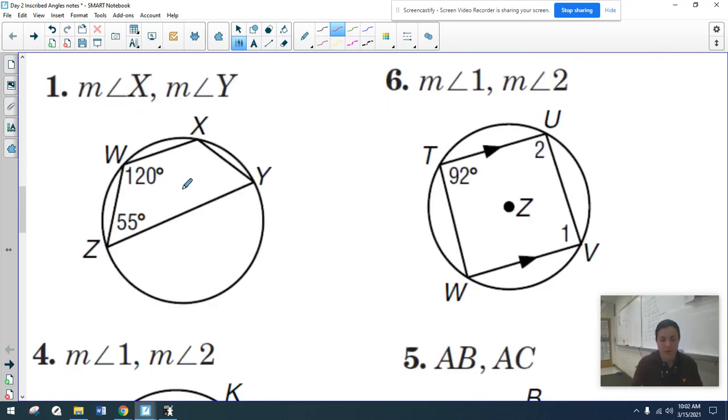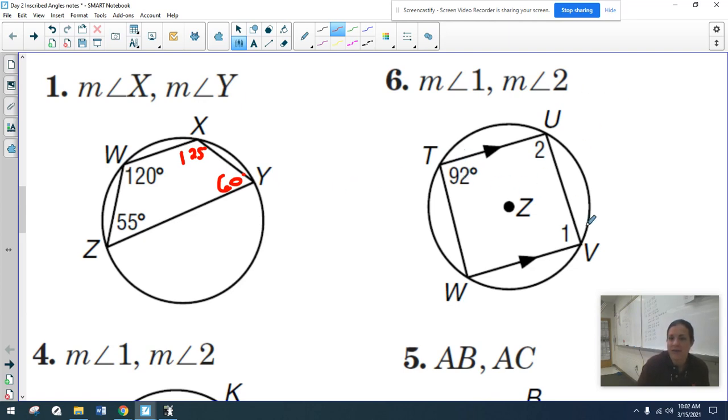So examples that go along with it, opposites. If it's inscribed, see X, Y, Z, W, X, Y, and Z are all touching the circle, so it's inscribed. Opposites add up to 180, so Y is 60, 180 minus 120. And 180 minus 55 is going to be 125. Oh, I'm going to double check in my head. Yes. No, yes. Sorry. So that's all you have to do for that one.